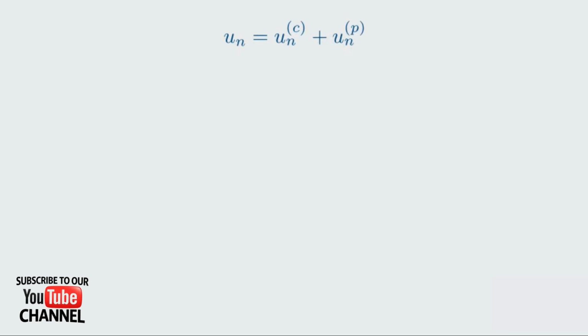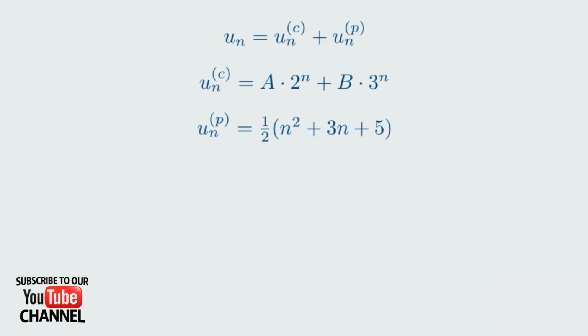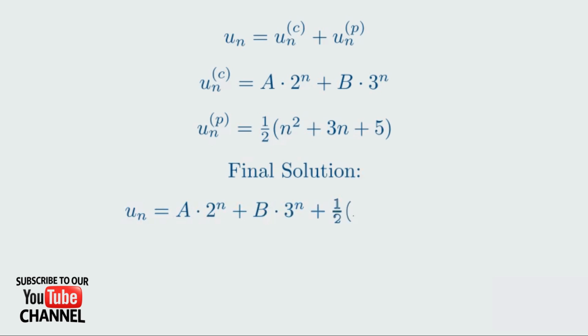To wrap everything up, we combine our two parts to form the general solution. Recall that our complementary solution, which handled the homogeneous part, was u n super c equals a times 2 to the n plus b times 3 to the n. And our particular solution, which handled the n squared term, was u n super p equals 1/2 times the quantity n squared plus 3n plus 5. Adding these together gives us the complete general solution for the 2023 Cambridge admission problem. u n equals a times 2 to the n plus b times 3 to the n plus 1/2 times the quantity n squared plus 3n plus 5.